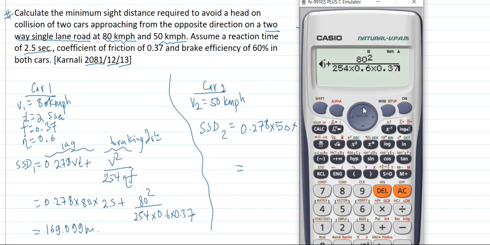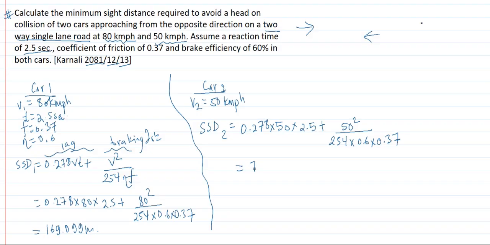Similarly for car 2, here we should change only this 80 to 50, right? So this is 50, and here also 50, so it will be 79.085 meter. So this is the case of two cars approaching from opposite directions on a two-way single lane road.